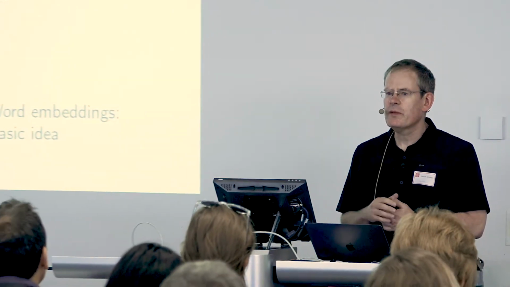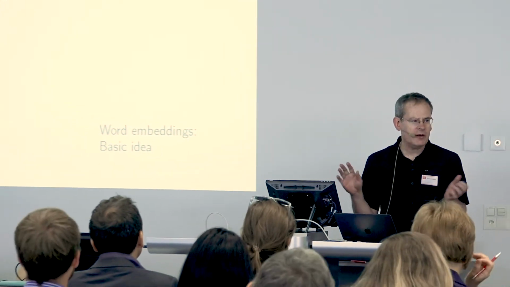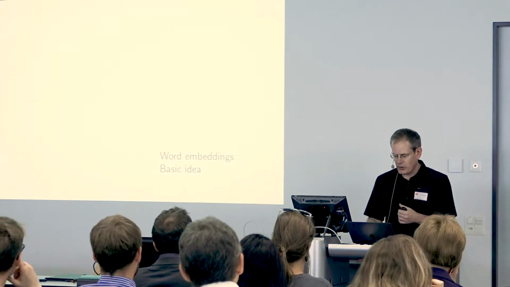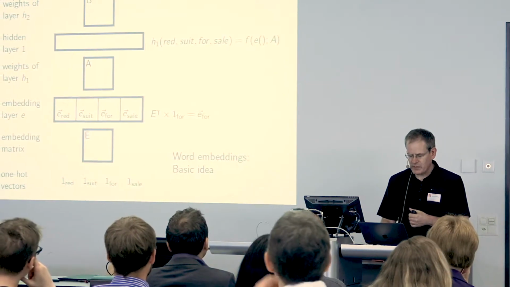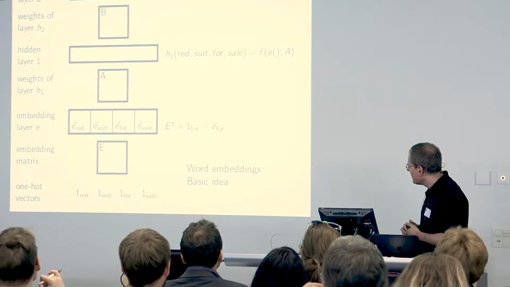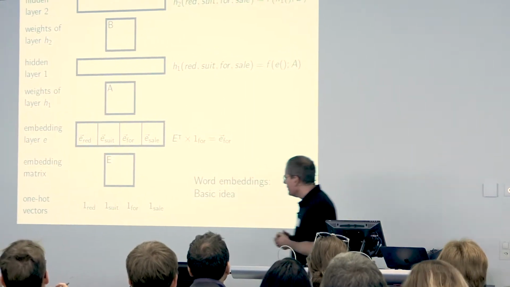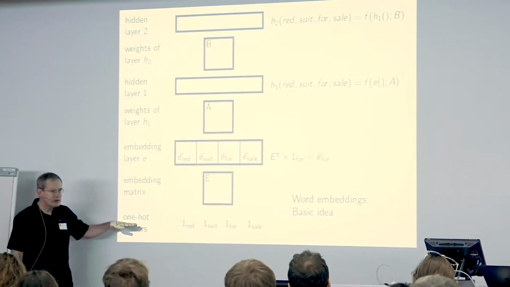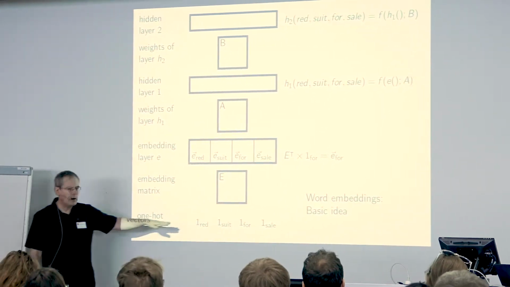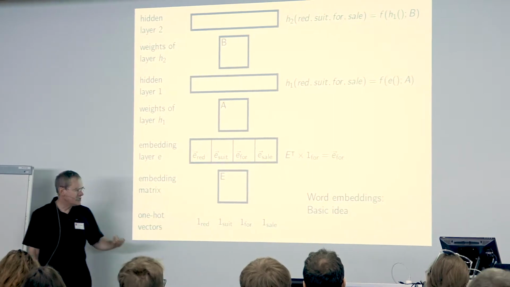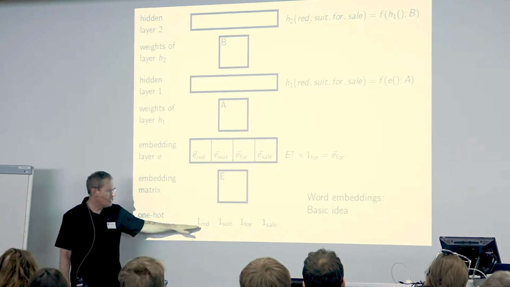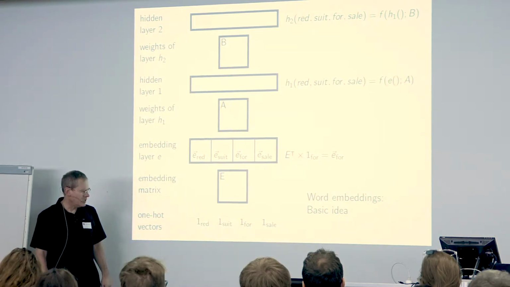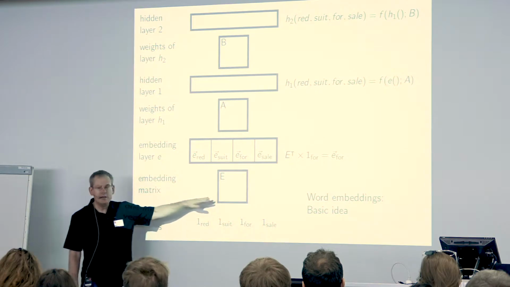Okay, so let's review the basic word embedding concept. I'm sure most people here are familiar with that, but let's just make sure that we're all on the same page. This is a picture I'm going to use a lot. At the lowest layer, we have one hot vectors. My example here is "red suit for sale." So this is the one hot vector for red, for suit, for "for", and for sale as well. Then we have an embedding matrix.